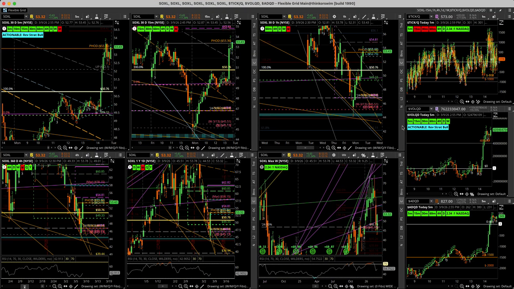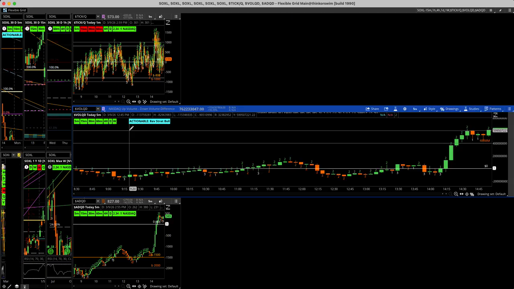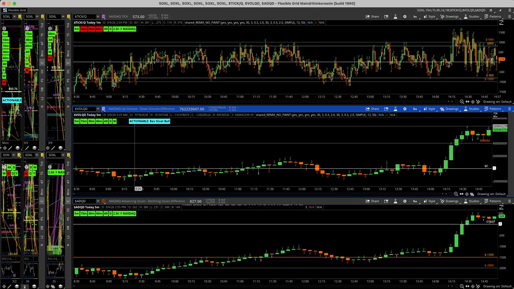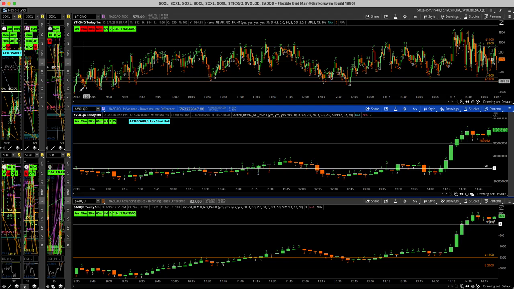Let's go ahead and bring in the internals for QQQ. Come on now. What's going on with my charts? There we go. If we look at the internals for QQQ, we can see the tick obviously started in trend lower zone.